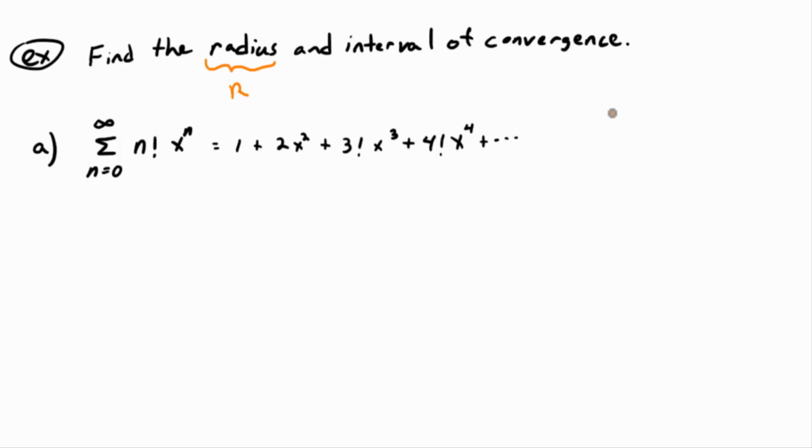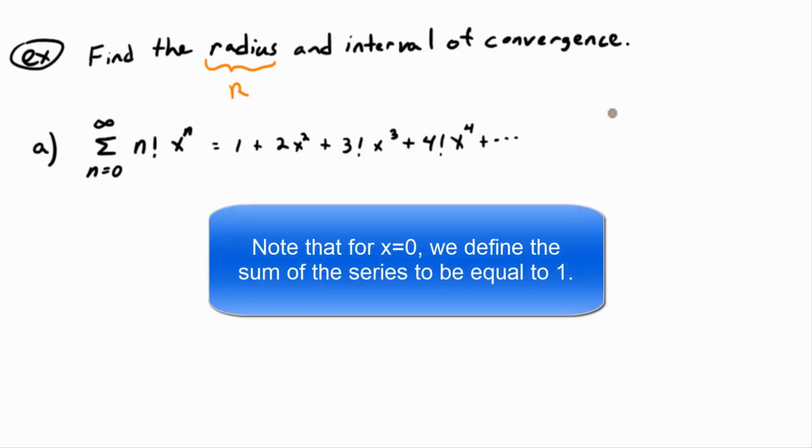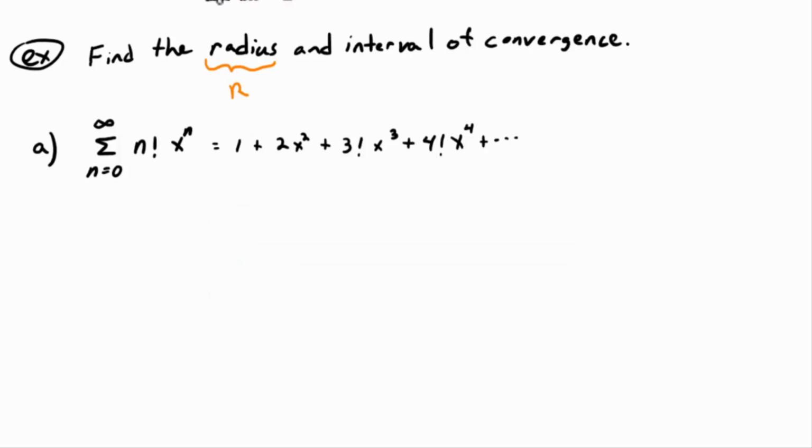And that's representative of the series 1 plus 2x squared plus 3 factorial times x cubed plus 4 factorial times x to the fourth plus dot, dot, dot. So in this case, the Cn is n factorial. When I say Cn is a constant, it's a constant with respect to x, not to n. Does that make sense? Okay, so Cn is a constant with respect to x. And then you have x to the n.